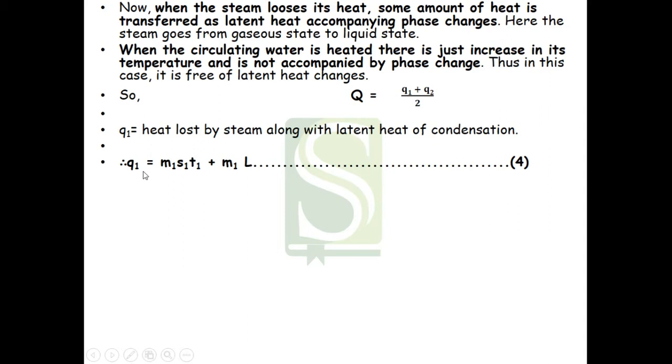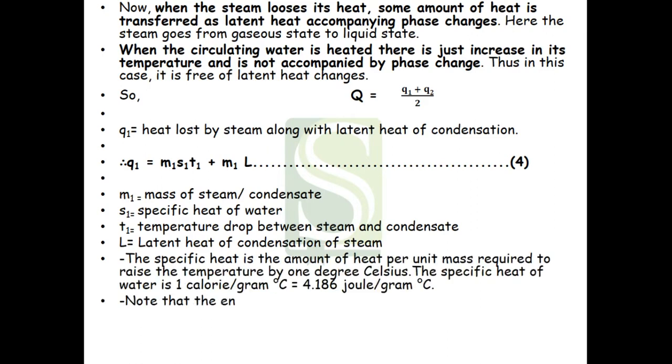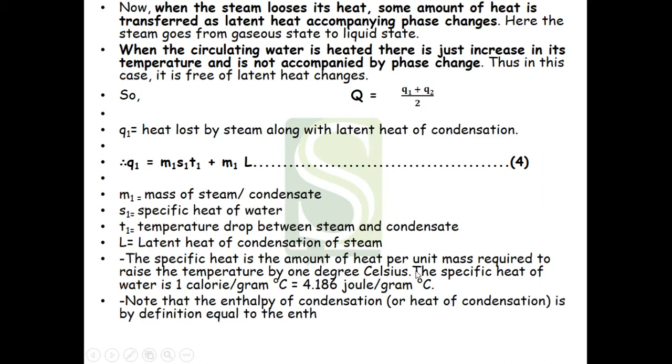So Q1 can be written as Q1 is equal to M1 S1 T1 plus M1 L. M1 is the mass of the steam or the condensate. S1 is the specific heat of water. T1 is the temperature drop between steam and condensate. L is the latent heat of condensation of steam. Now what is specific heat? It is the amount of heat per unit mass required to raise the temperature by 1 degree Celsius. The specific heat of water is 1 calorie per gram degree Celsius, which can also be written as 4.186 joule per gram degree Celsius. Note that the enthalpy of condensation, or heat of condensation, is by definition equal to the enthalpy of vaporization, just the sign is opposite.